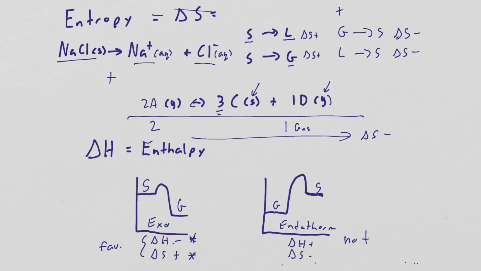Now, some things have the same signs. We're going to talk about that, and those things that have the same signs are going to be temperature dependent. So you can just memorize: if delta H is negative and delta S is positive, so it's exothermic and entropy is increasing, favorable. If it's endothermic and entropy is decreasing, not favorable. And you should be able to recognize when something is exothermic by where the energy is in the equation, or by looking at a potential energy diagram, or looking it up in Table I.